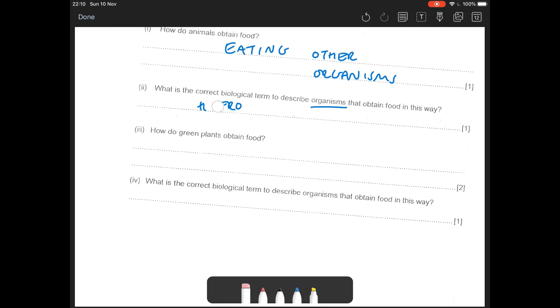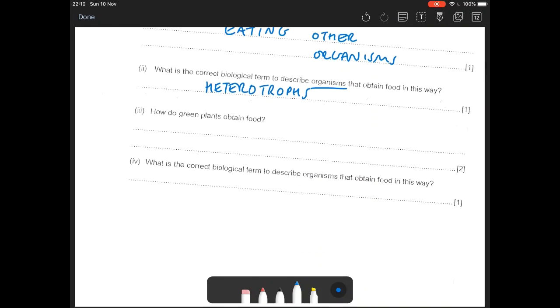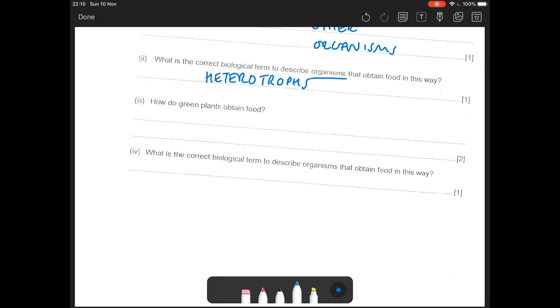Just write that again. They're known as heterotrophs. That means to eat other organisms. Green plants obviously get their food through the process of photosynthesis. They don't eat other organisms. They make their own food.